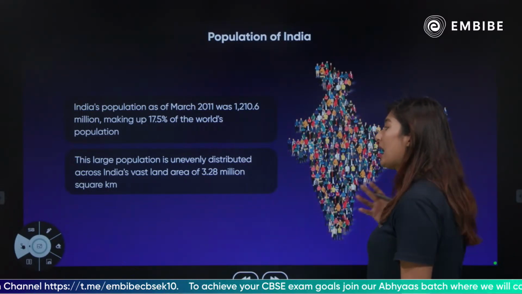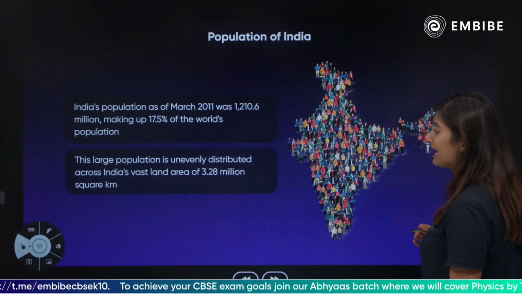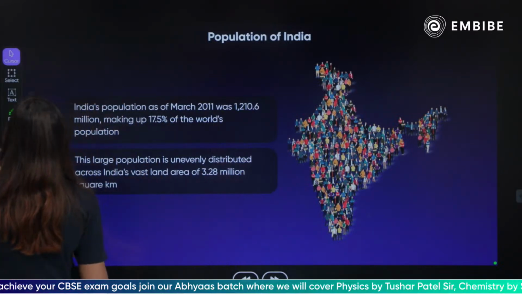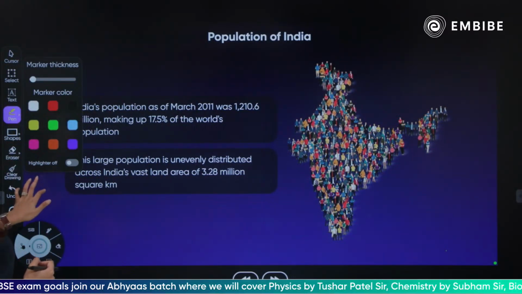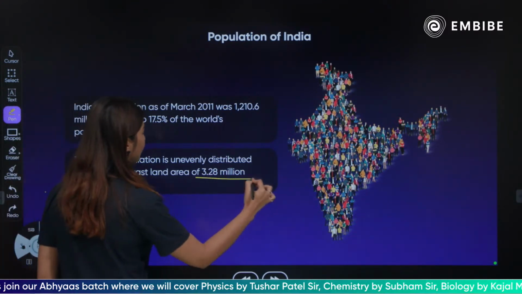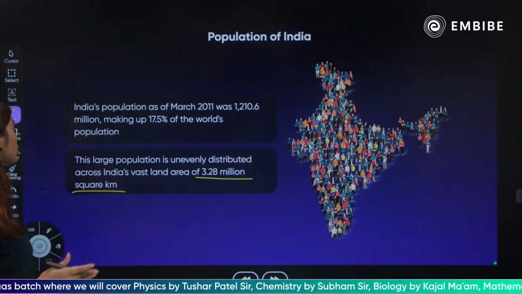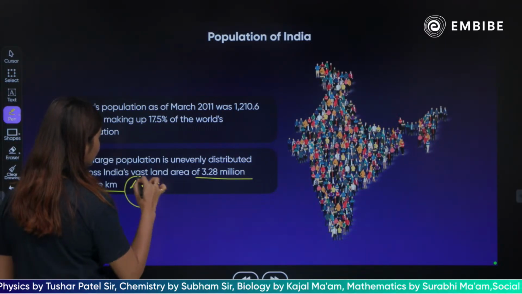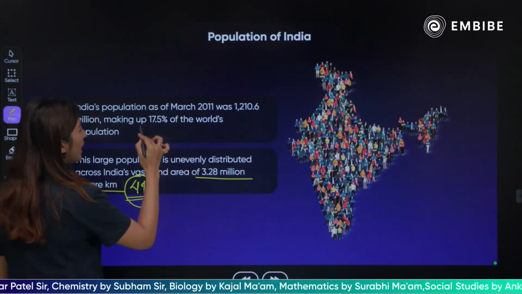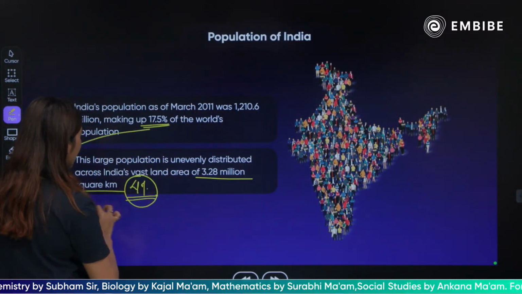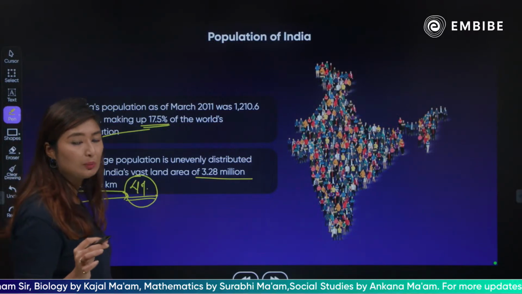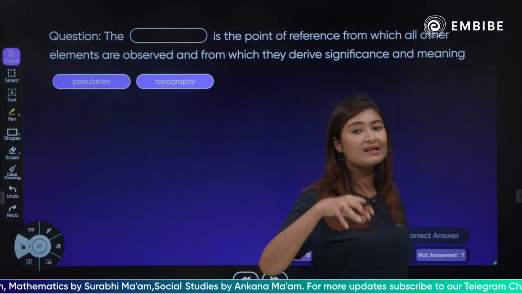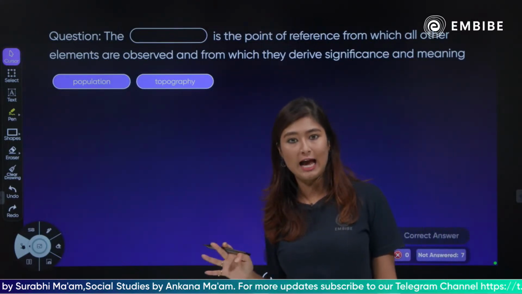This large population is unevenly distributed across India's vast land of 3.28 million square kilometers. So in the very first chapter of geography, we had read that the overall stretch of land that we have is 3.28 million square kilometers, which is roughly 4% of the world's total land. But almost 17.5% of the total world's population is placed on 4% of its land.